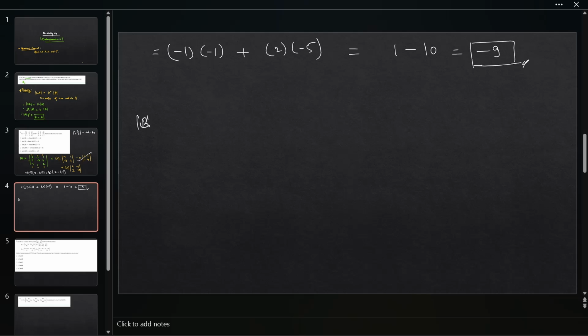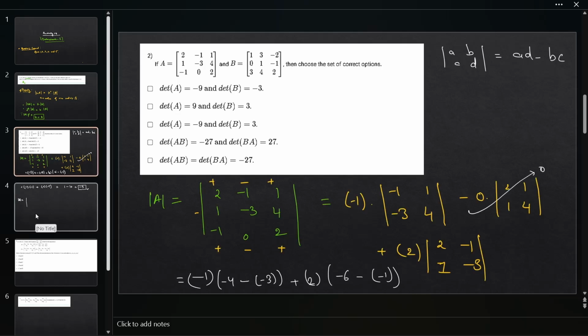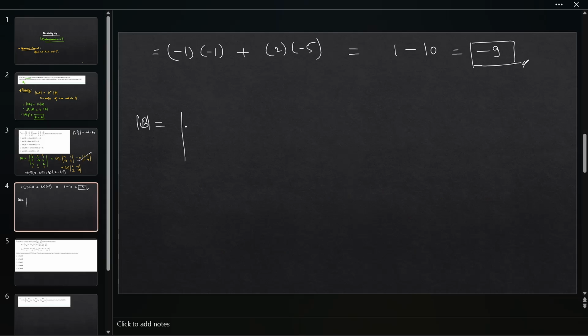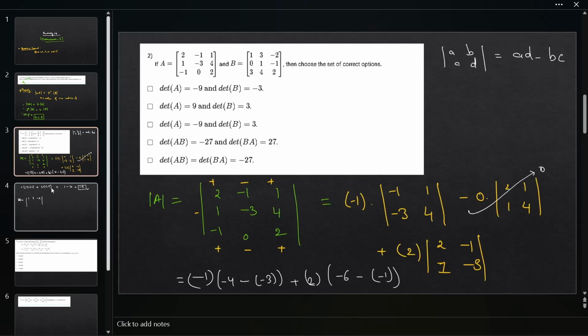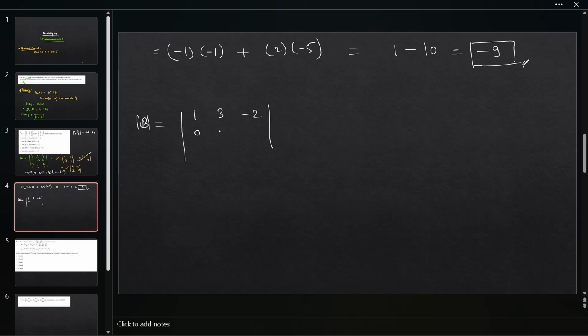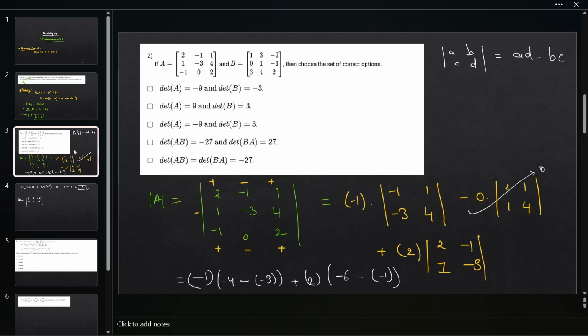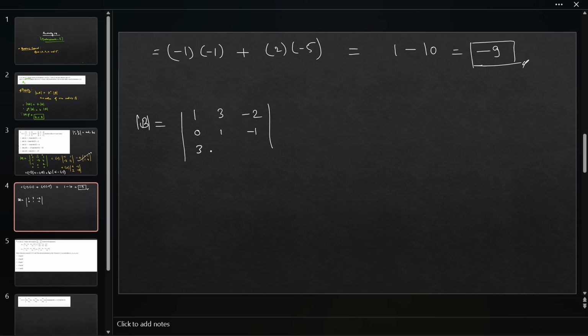Now let's try to evaluate the determinant of B. So first let's write the B over here. It's 1, 3, minus 2. 0, 1, minus 1. And 3, 4, 2.